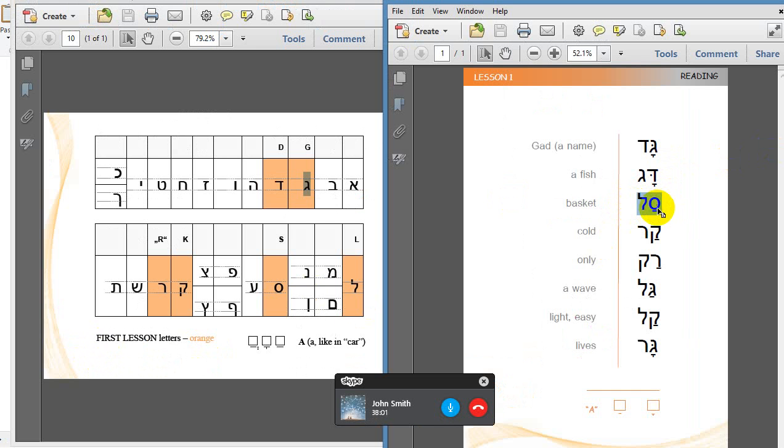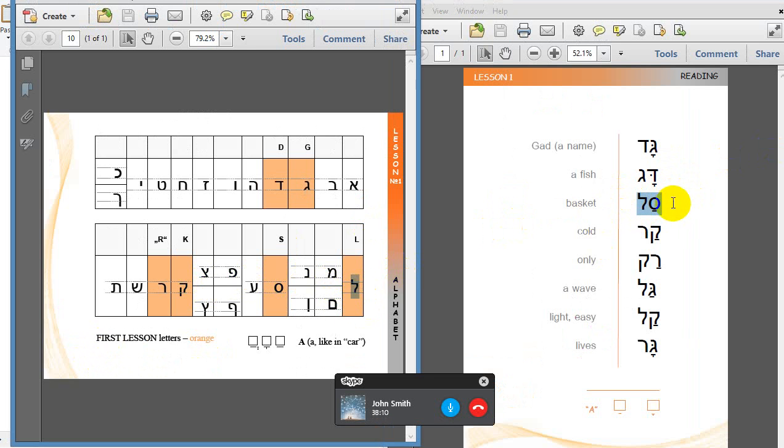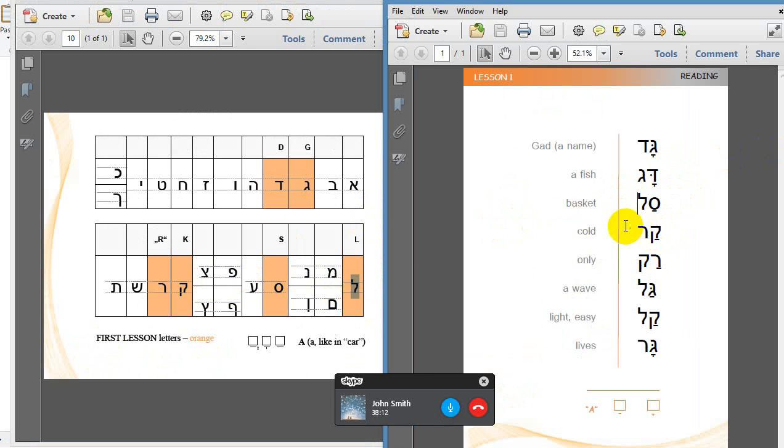Next word is S. Remember, circle. Underneath, A. Next letter is, here it is, L. Sal. Sal is a basket. Okay, just a basket. Not a very useful word probably, but these are the words we can combine with the letters we have so far.